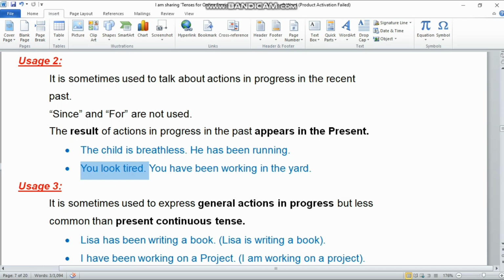Another example we can have is, I have been working on a project. It simply means I am working on a project these days. It does not mean right now at the moment, but it talks about the general continuation of an activity in the present time. And we are done with present perfect continuous tense.